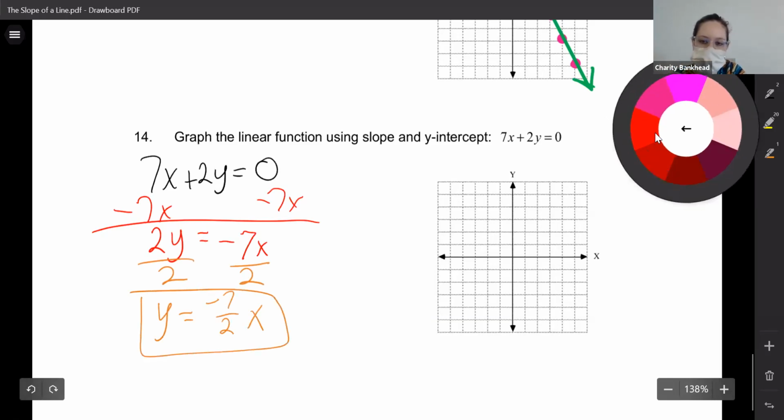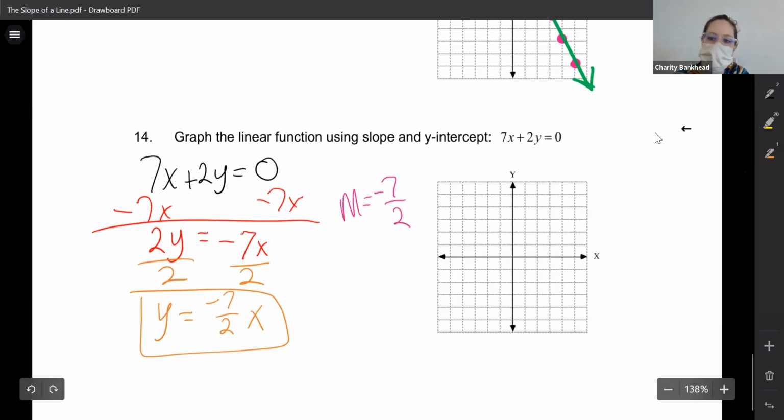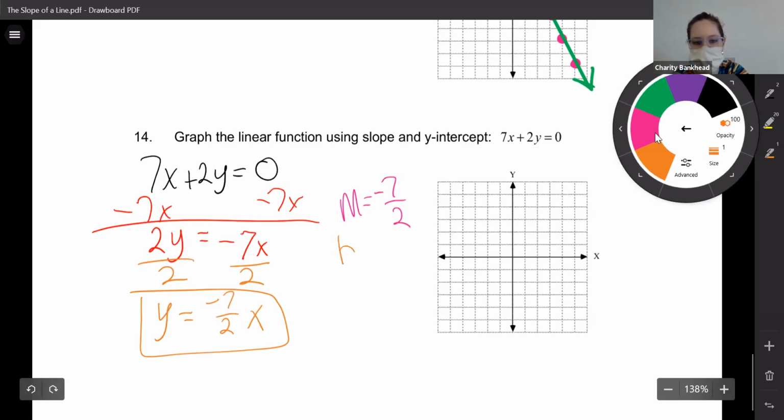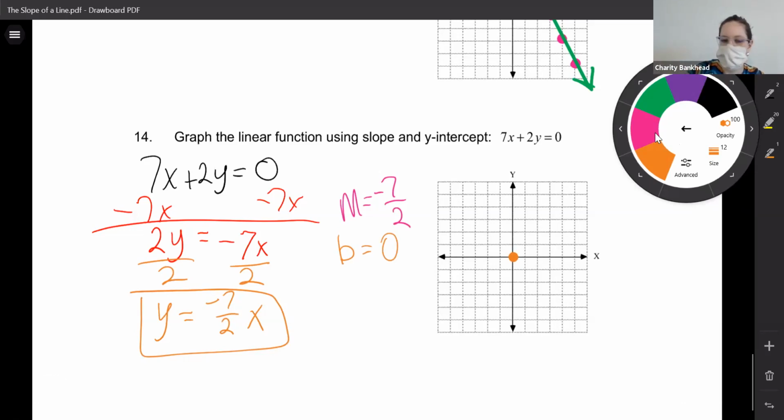So my slope, m, equals negative 7 over 2. And my y-intercept, b, equals what? 0. All right. So I'll plot the y-intercept. And then my slope is negative 7 over 2. And this graph is not really big enough, but oh well, we just do what we gotta do. Almost, it just goes slightly off.